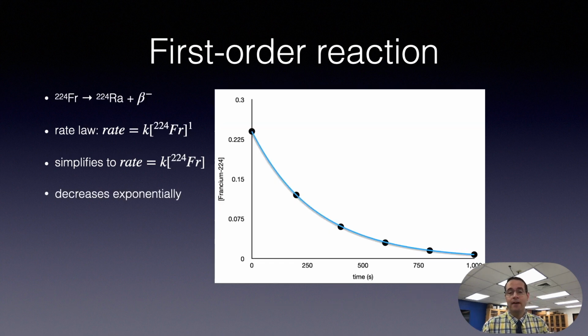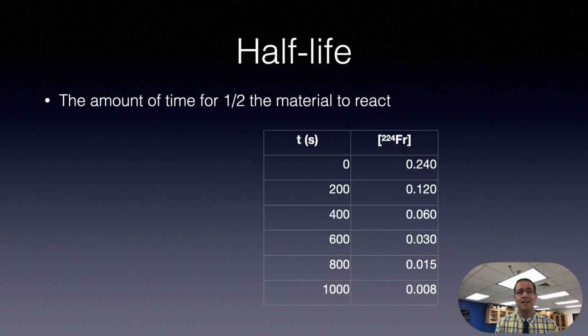If you were to graph this data, you can see how it's not linear, okay? The amount, either the concentration or the moles or the milligrams or grams or whatever amount of francium-224 decreases exponentially, okay? At first it's decreasing fast, and then over time it's getting less and less, okay? So the rate of decomposition is very high in the beginning, and the overall rate of decomposition by the end is very slow, okay? Now you have this idea of half-life.